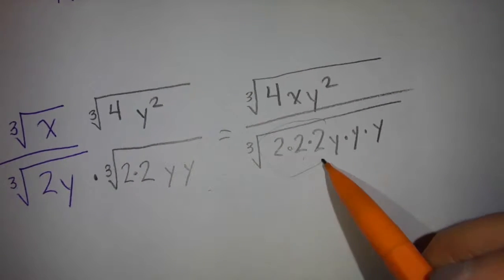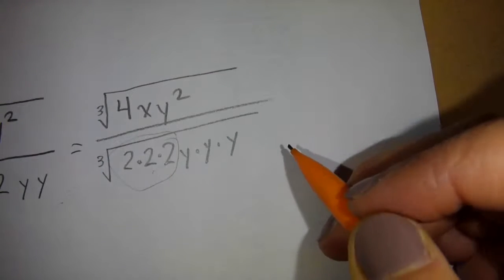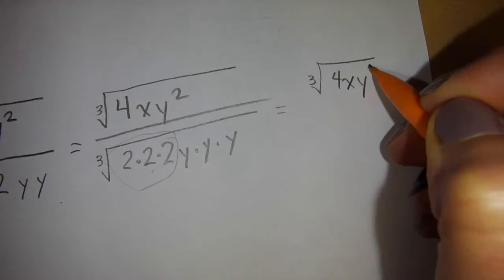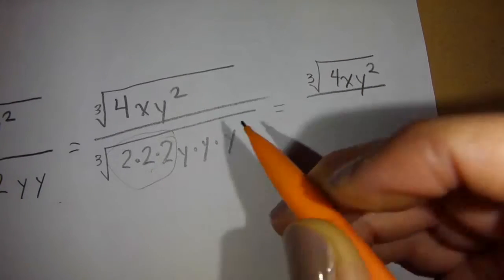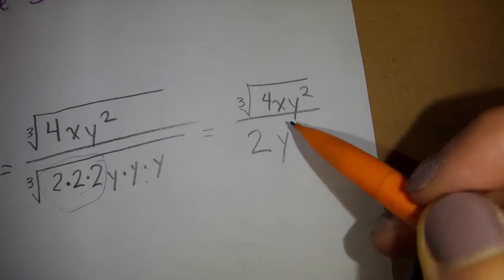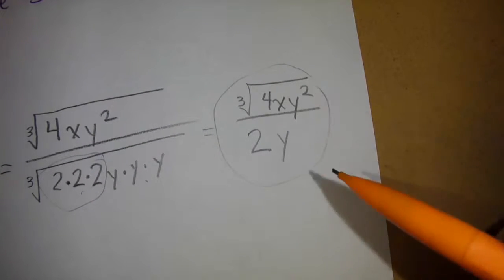So for every group of 3, 1 comes out. My final answer will be the cubed root of 4xy squared. So this group of 2, 1, 2 comes out, and this group of y, 1, y comes out. And now we don't have the radical anymore, and that's our final answer.